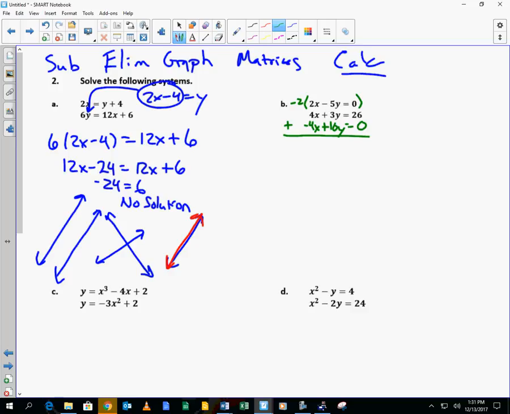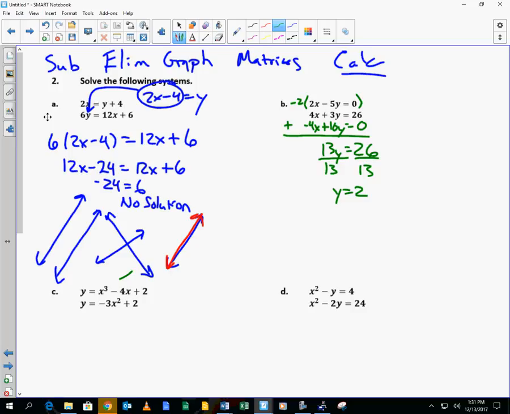All right, add them together. I get 13y is equal to 26. So y is 2. So which one of these three situations do I have? I have this one, yeah. They don't have to be perpendicular, they just have to cross. So I have a consistent system.